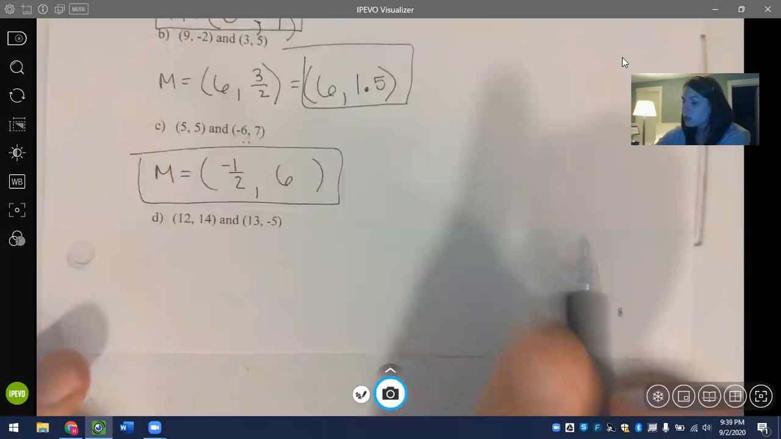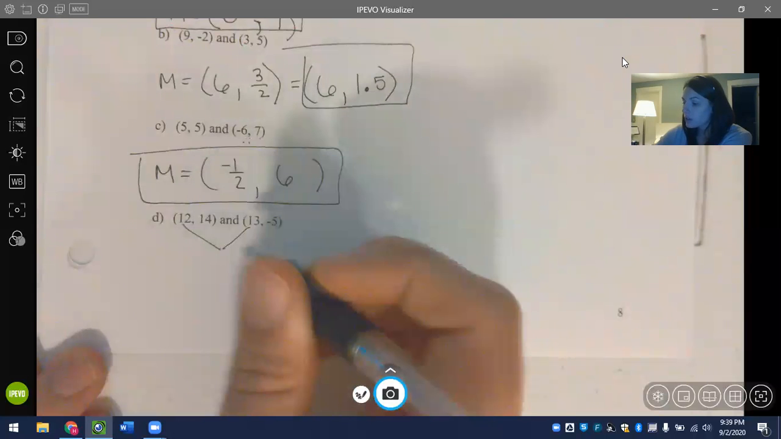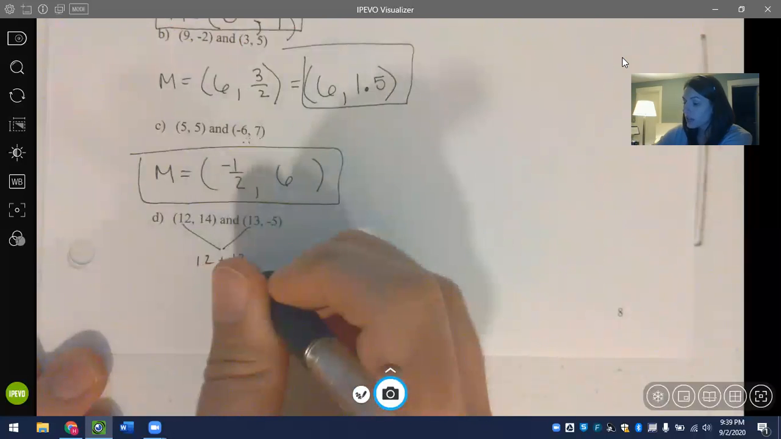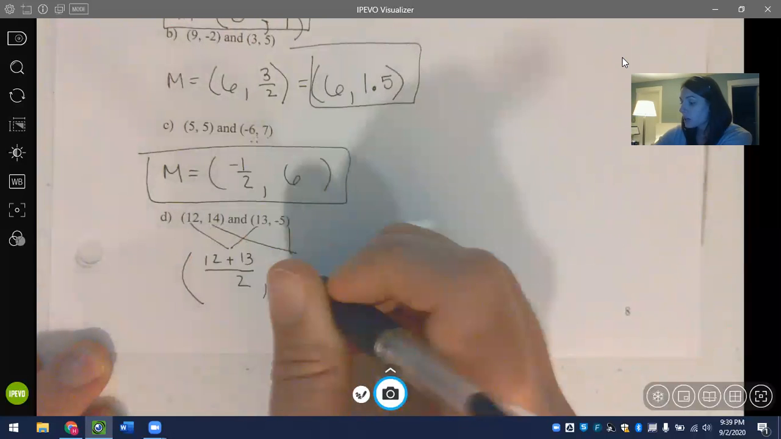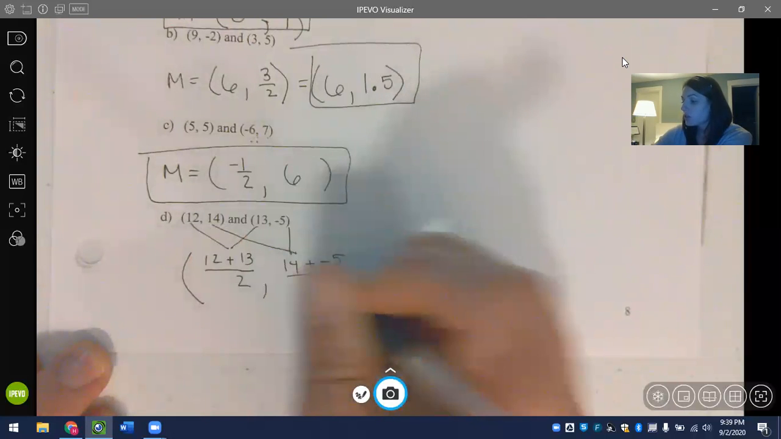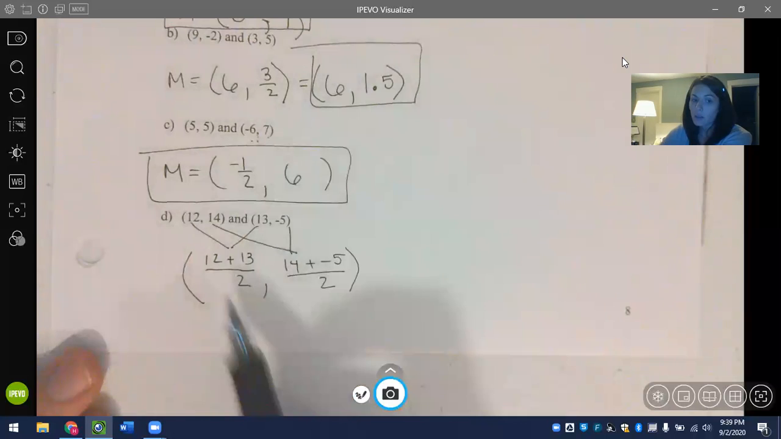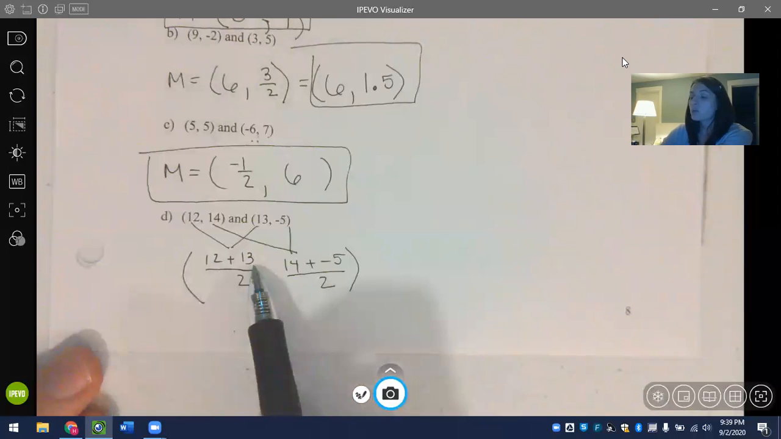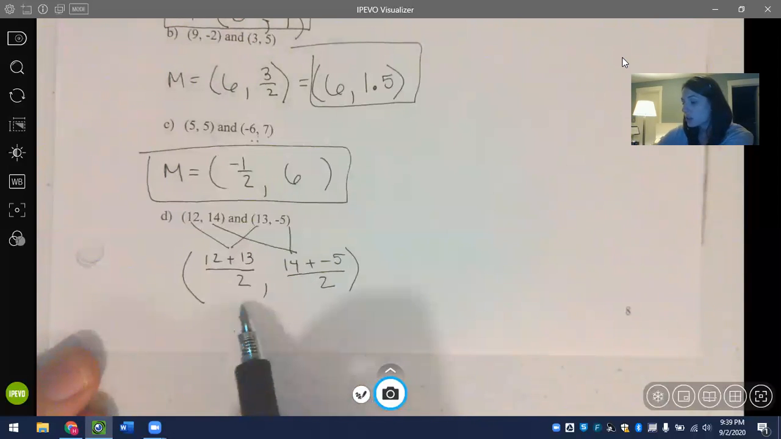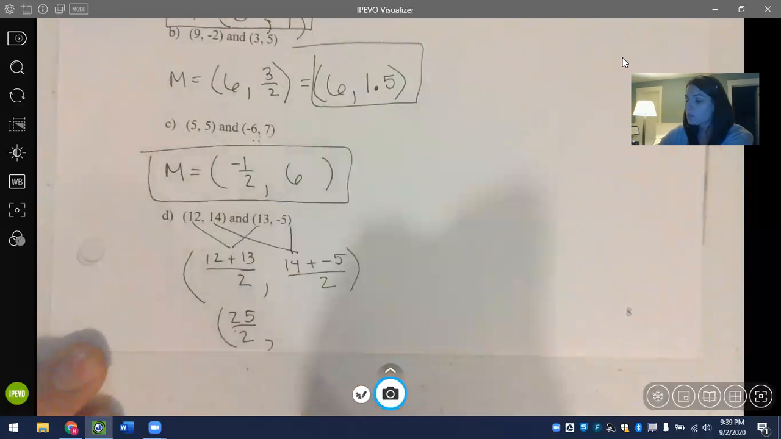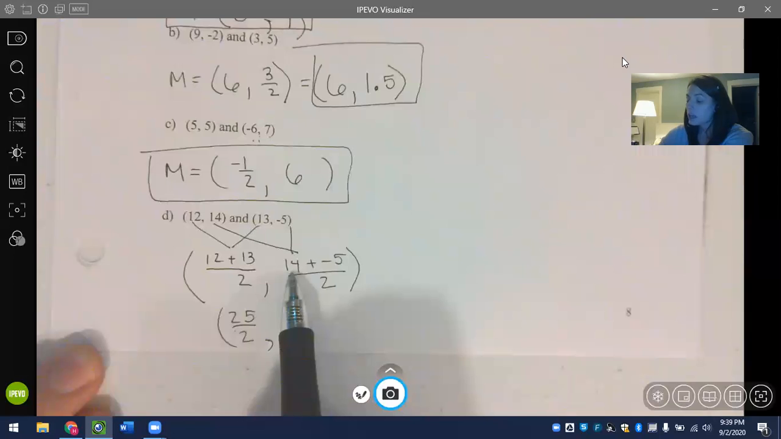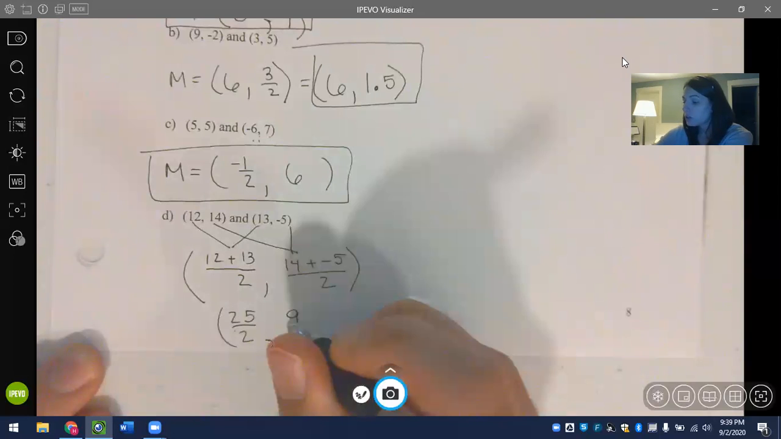Okay, so last one, let me use our formula here. For my x values, I'm going to add my x's and divide by 2. To find my y value, I'm going to add my y's and divide by 2. That's how we average two numbers: add them and divide by 2. 12 and 13, that's going to give me 25. 25 divided by 2. I can either leave it like that, or I'll rewrite it as a decimal in a minute. Adding my y's gives me 9 over 2.